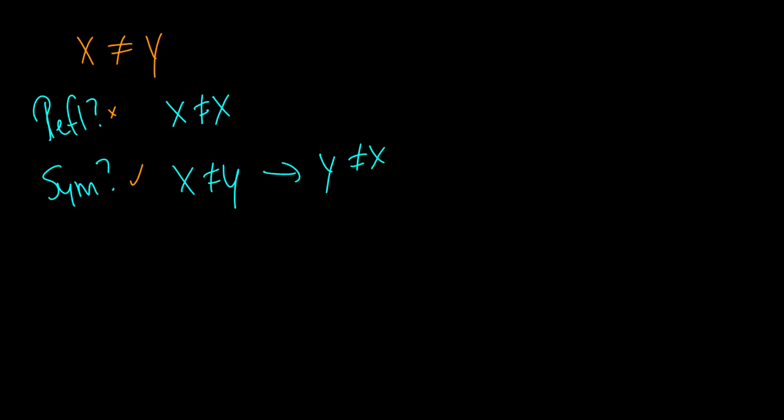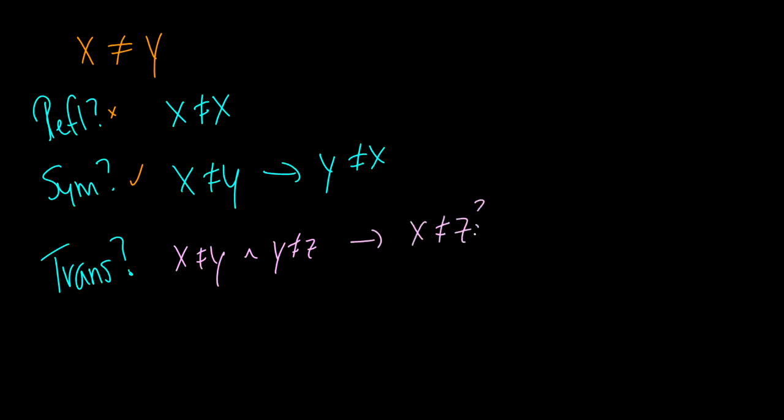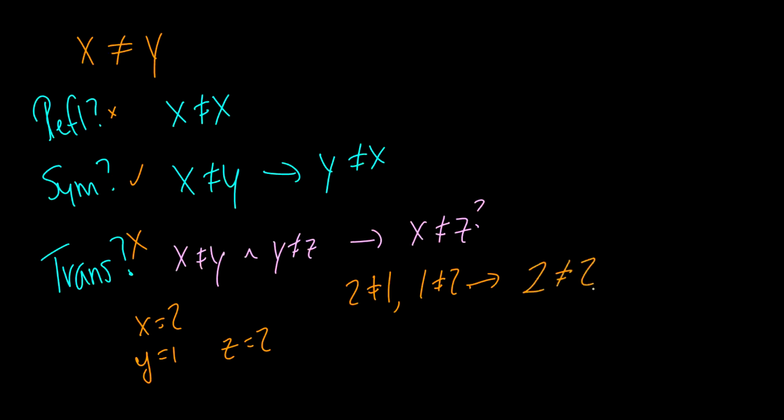What about if it is transitive? Oh, here's a fun one. If x is not equal to y, and y is not equal to z, does that imply that x is not equal to z? Well, here's the answer. No, it's not transitive. Because if you take x equal to 2, y equal to 1, and z equal to 2, you'll see that 2 isn't equal to 1, 1 isn't equal to 2, therefore we're claiming that 2 isn't equal to 2. But that isn't true, so it's not transitive, it's not reflexive, it is only a symmetric relation.